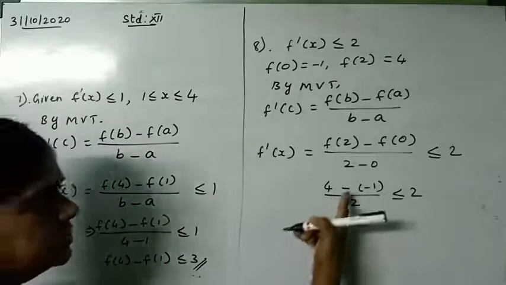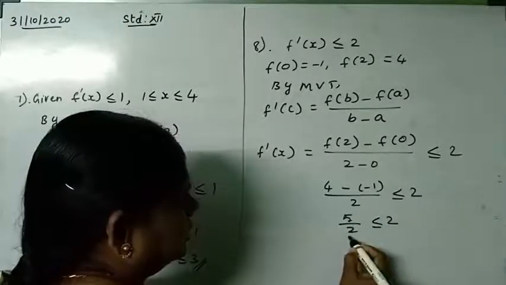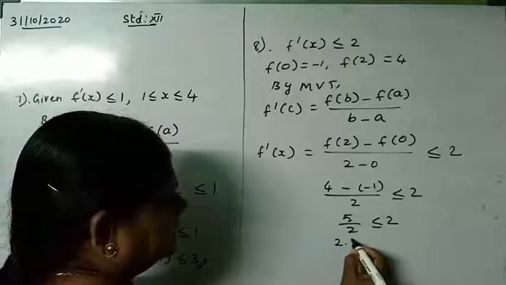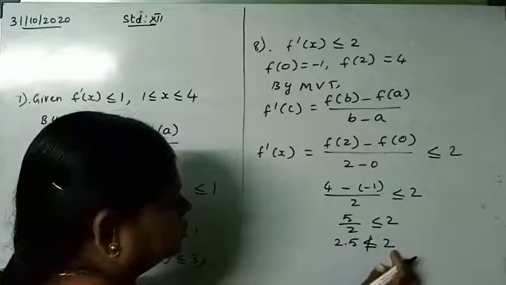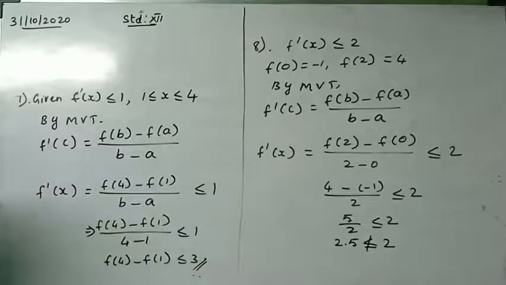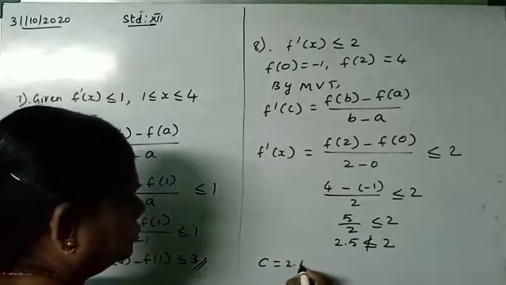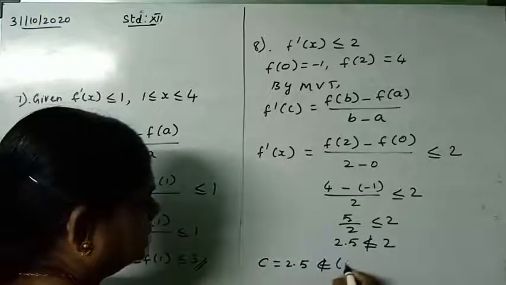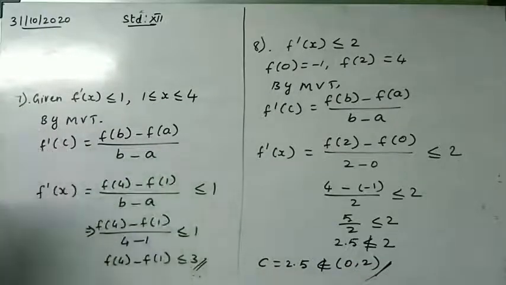So is it possible? 4 plus 1 is 5, 5 by 2 less than or equal to 2. If I take it as a decimal, it becomes 2.5, which is not less than or equal to 2; it is a bigger number than 2. So there should be no point existing in the given interval 0, 2. So c equals 2.5 does not belong to the interval 0, 2, that is the answer. Then go to the next question.